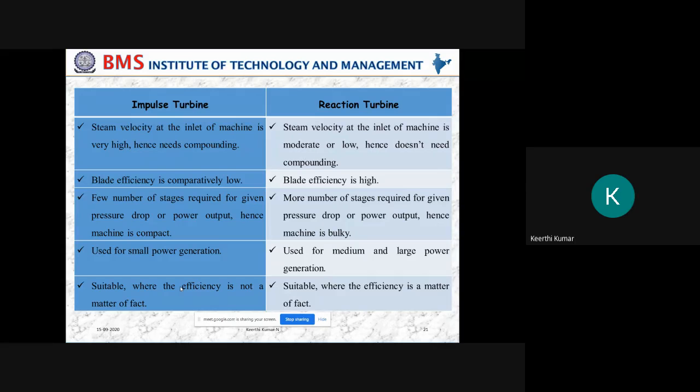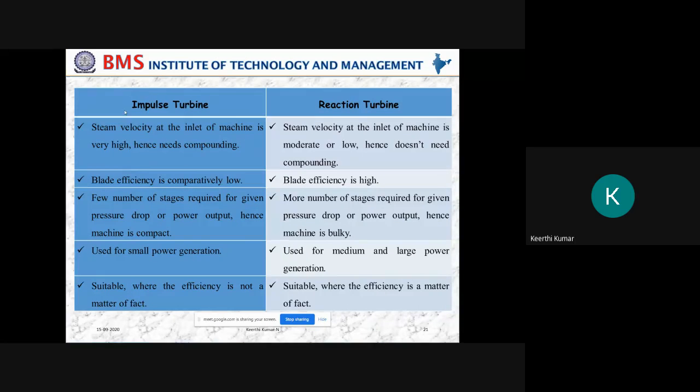Okay. Any doubts under the classification? Any doubts under the classification? No, sir. Okay.